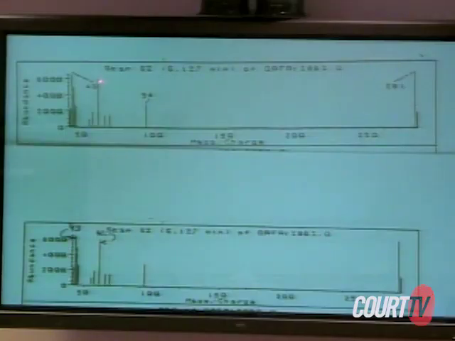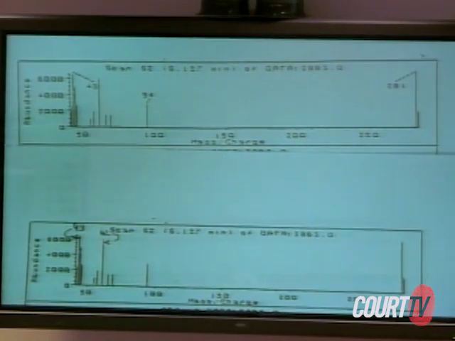Now, using your laser pointer, could you point out on this exhibit where the ion of interest is on Exhibit 208, which is the top chart? There's actually two. There's this one right here, which is marked 43, and this one is the 62. Those are the ions of interest for the ethylene glycol.